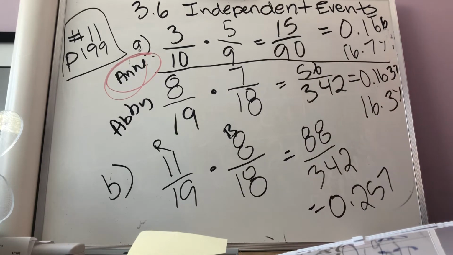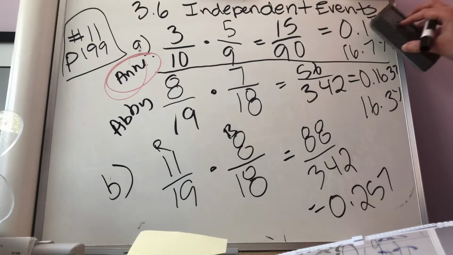0.257, a little bit over 25%. So that's Abby's chances of getting a blue and a red marble. Now with Anne's, you could draw a tree diagram if that's helpful, or you could just decide there's a different probability if she picks the blue marble first or second, right? There's different chances. And I'll sketch that out for you.